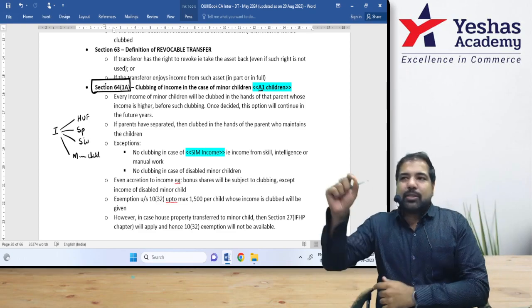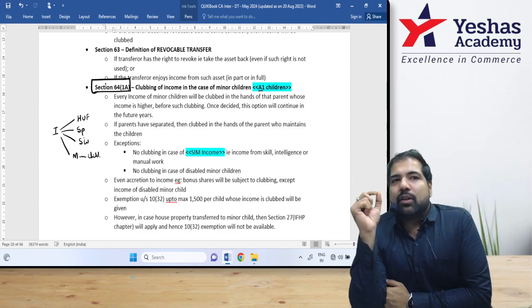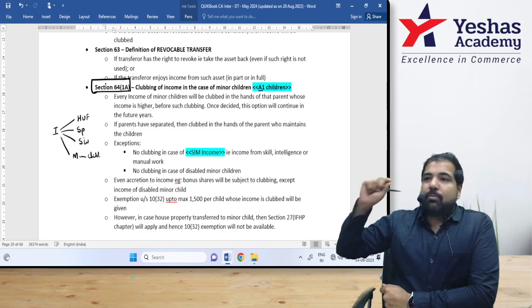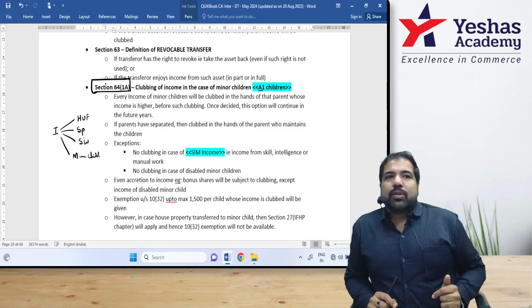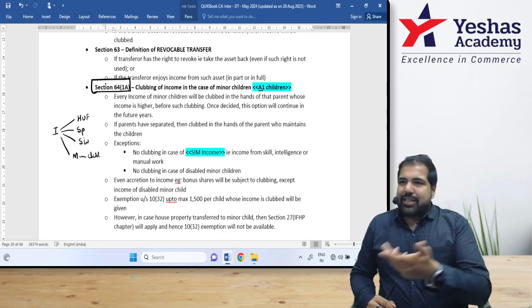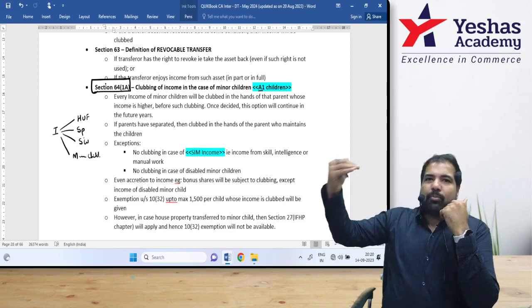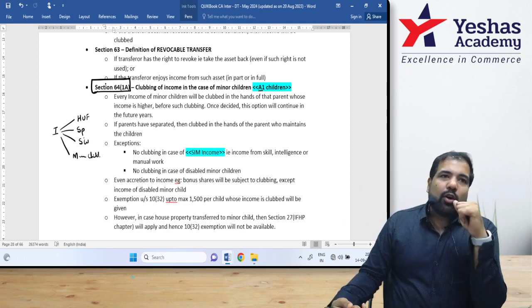Once you're clubbing, please be careful. There is an exemption of 1,500 per child, not per income, per child per annum whose income is being clubbed. But what if you're clubbing only 1,000 rupees? Then only 1,000, because that's the maximum, guys. The exemption cannot be more than the income. But remember, 1,500 is forgotten by people.